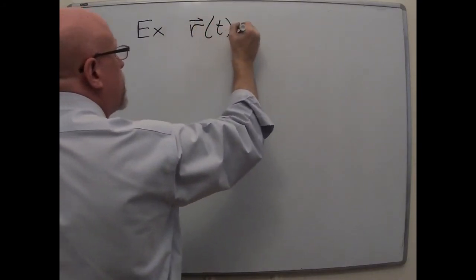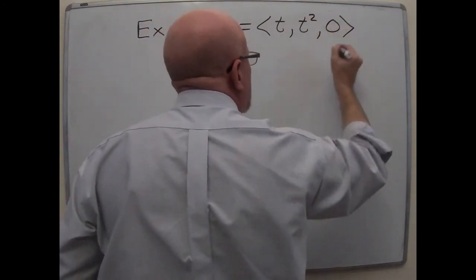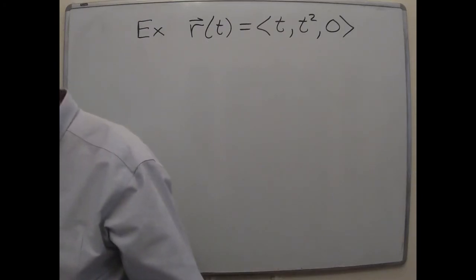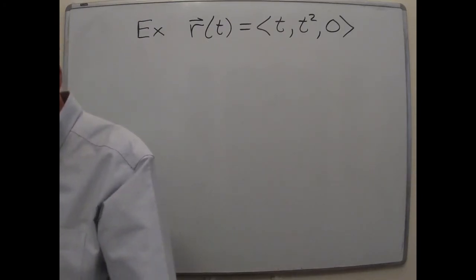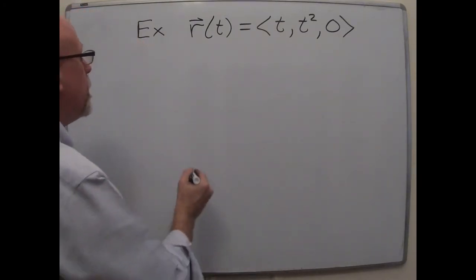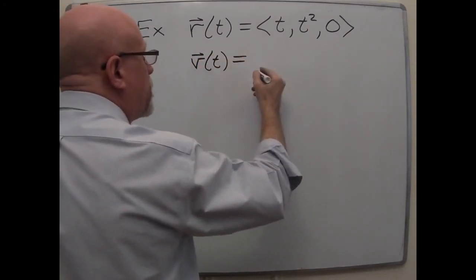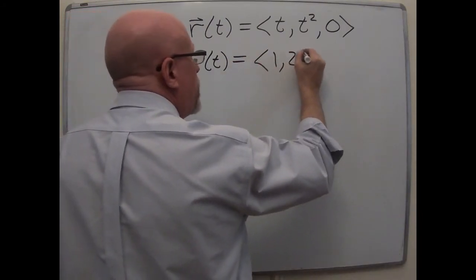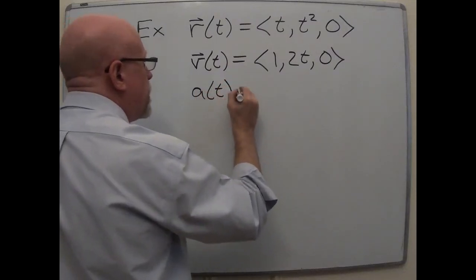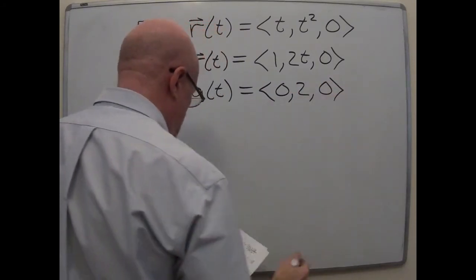R of t is going to be t, t squared, 0. And I want to work out basically everything. I want to figure out velocity, acceleration, tangents, the components of the acceleration, etc. So let's first get velocity. That's easy, just take the derivative of this and you get 1, 2t, 0. And acceleration is 0, 2, 0. I think we did these a minute ago.